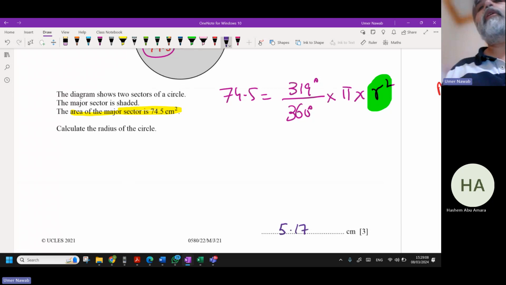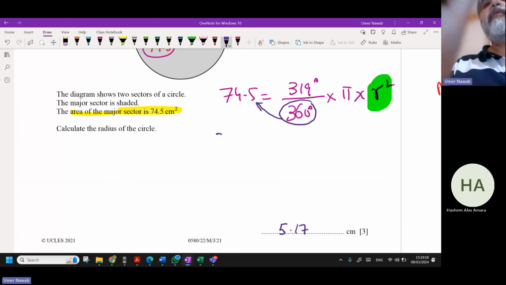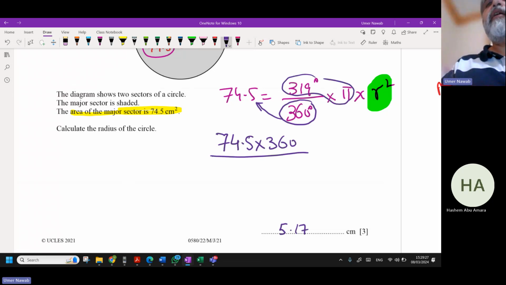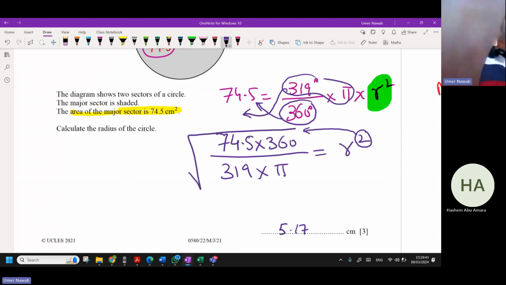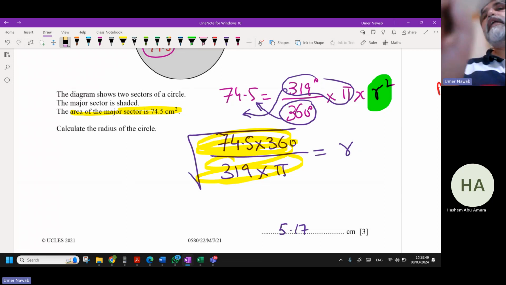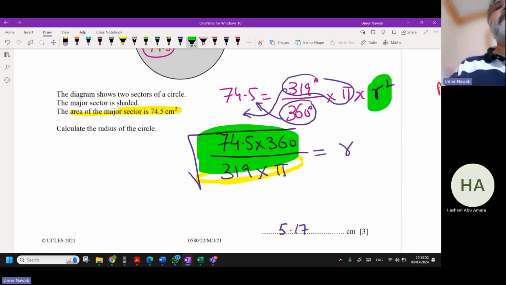But the examiner will not give you the marks. Maybe he will deduct one mark if you don't show your steps. It's easy. 360 is divided here. When it goes to the other side, it will be multiplied. So 74.5 times 360. Lovely. Now, 319 and pi are multiplying, so they will go down. So 319 times pi go down, and there is radius squared. Now Mr. Omar sends the radius squared to the other side. On the other side, it will become a square root. So basically, you need to mention this step without the square here. So your radius is basically equal to this, and if the examiner sees this answer, guys, he will give you one mark for that.